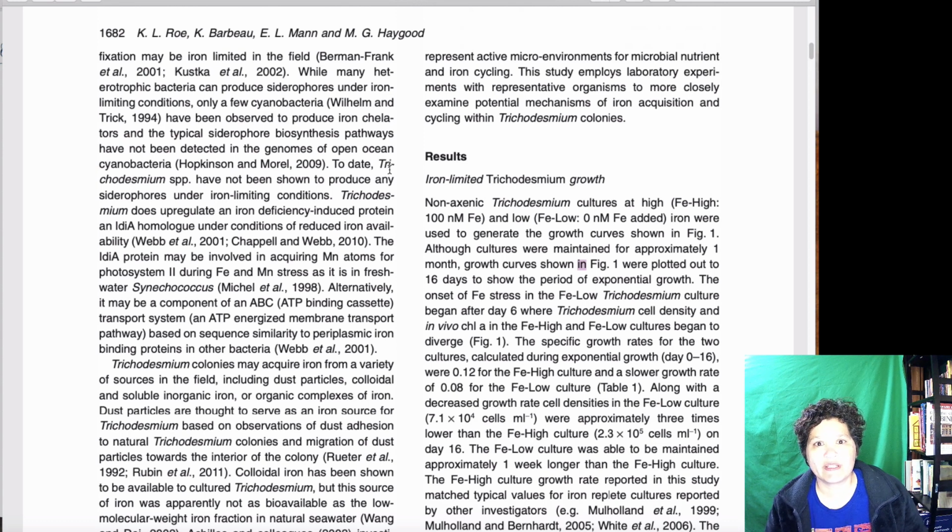Now, the other thing, if you go back and you look at that paragraph, they never explicitly say, hey, no one's ever really looked at iron uptake in trichodesmium colonies, but there are hints where they say only a few bacteria have been observed. Trichodesmium has not been shown to produce, so you can go back to the literature search. Everything in the lit search section, as well as that last paragraph, is tied into what you need to know before understanding why you would study specifically potential mechanisms of iron acquisition and cycling within trichodesmium colonies.